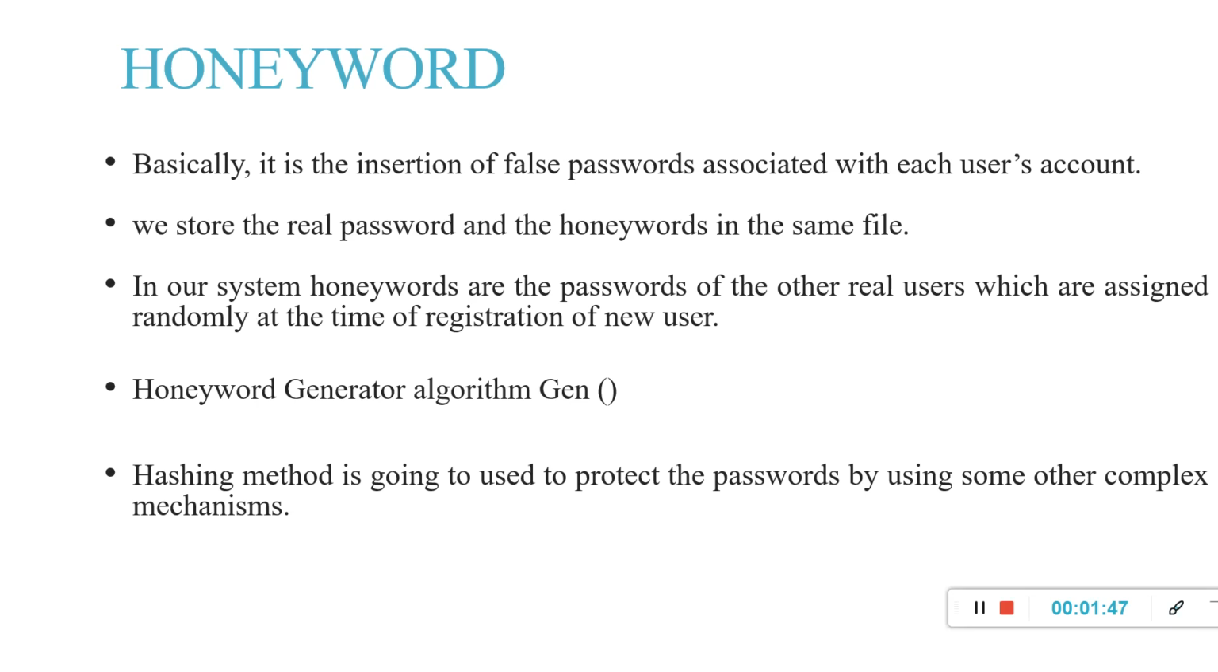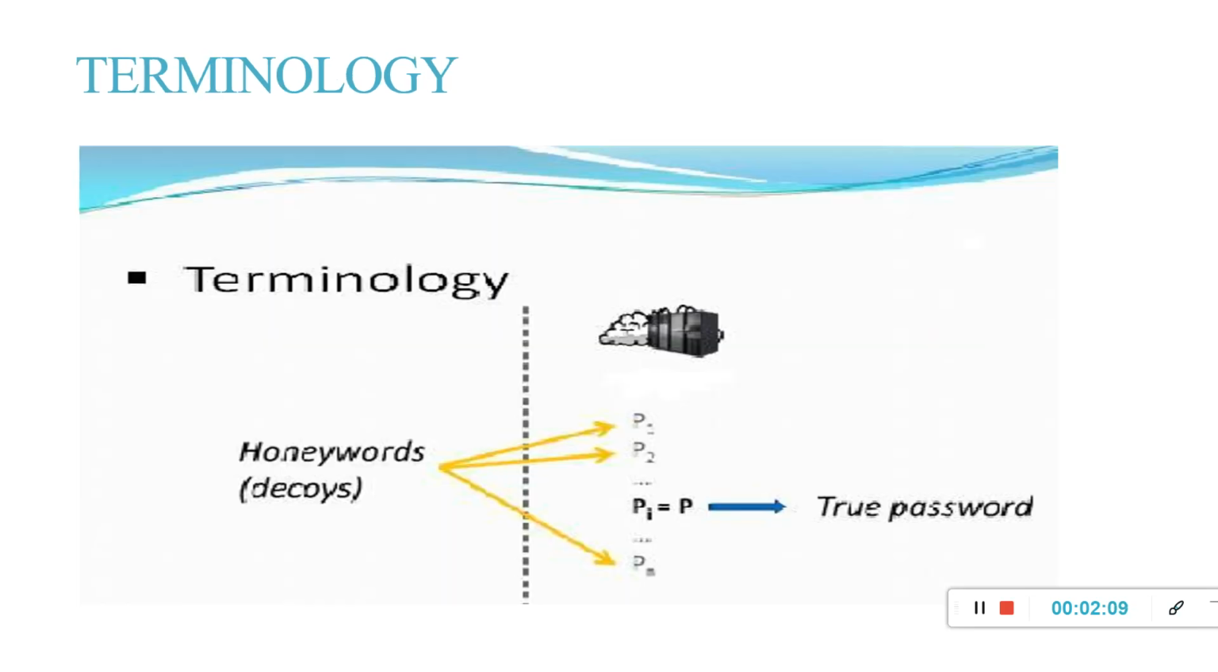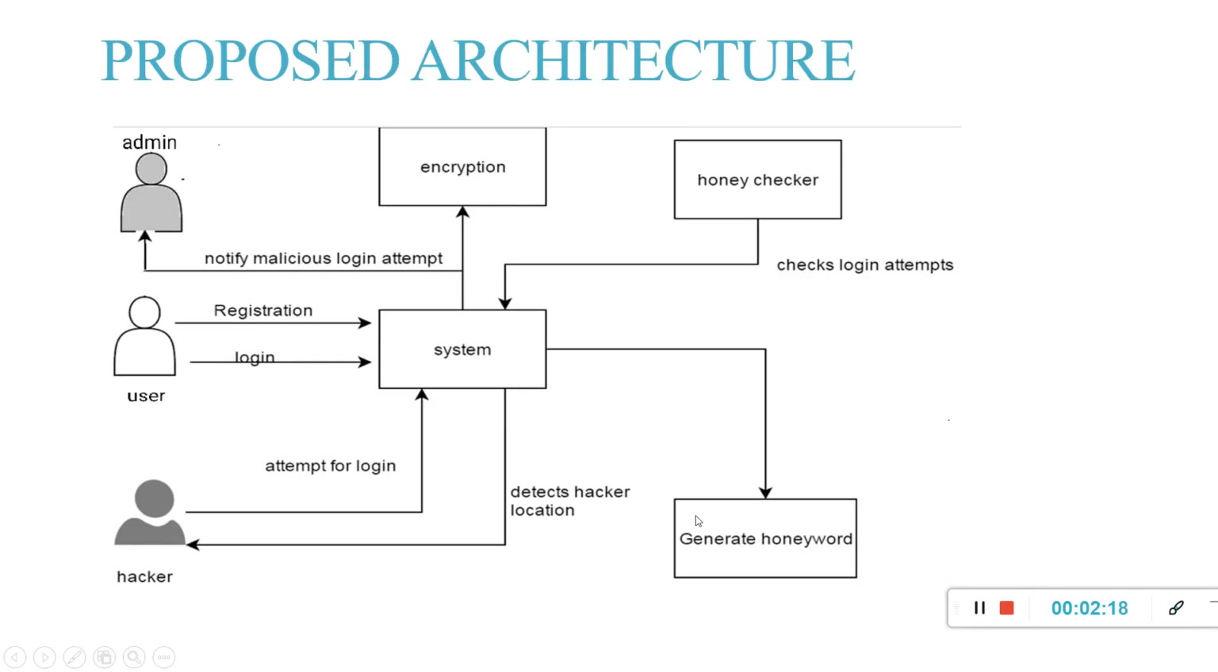The disclosure of the password file by using password cracking techniques is a severe security problem that has affected millions of users. Once a password file is stolen, it is easy to capture most of the plaintext passwords and it can be very difficult to protect our secure data from an unauthorized user. So the hashing method is used to protect the password by using some other complex mechanism. So this is the main terminology behind this project. These are the fake passwords, honeywords we can say, and this is the true password.